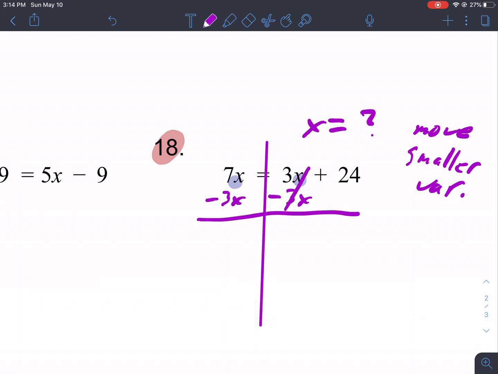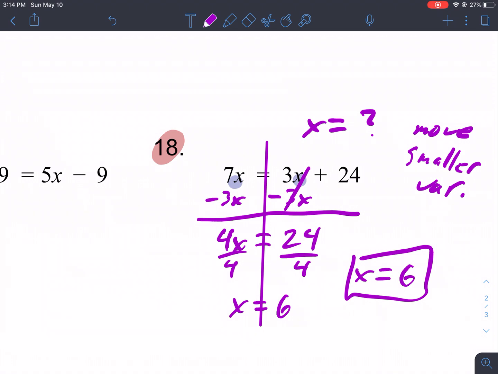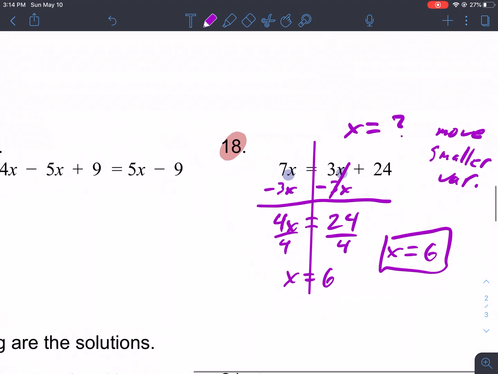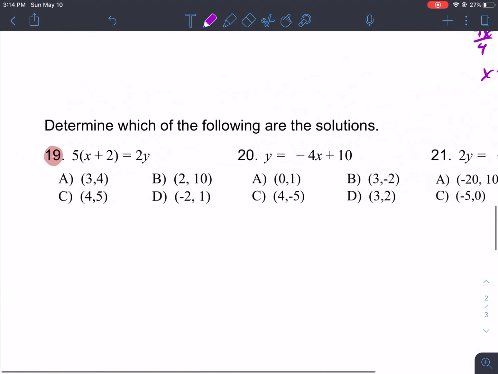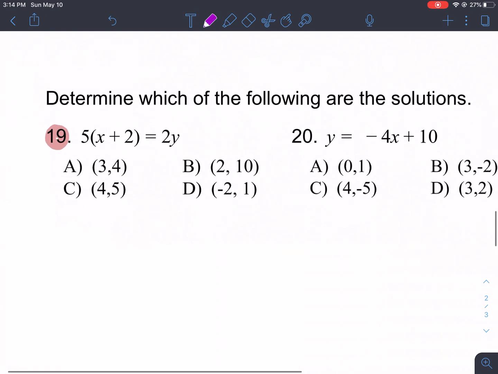Cancels out on the right side, so it gets you 24. On the left side, you have 7 minus 3x, which gets you 4x, right? Divide by 4, divide by 4. X equals whatever 24 divided by 4 is, which gets you 6. So x equals 6. All right, pretty straightforward. I can plug that in and check it, but for the sake of time, I'm not. And then I'm going to do number 19 here.